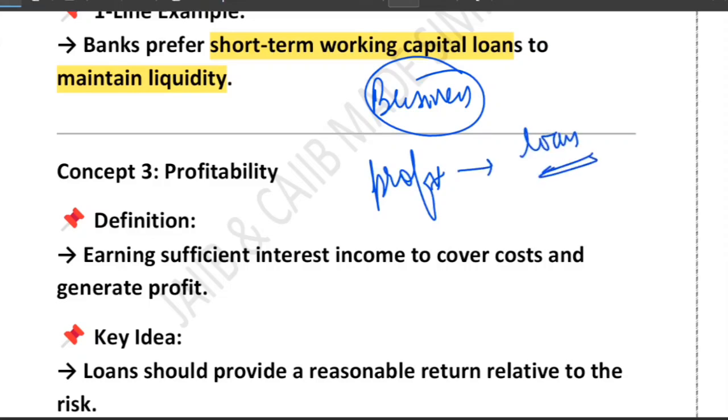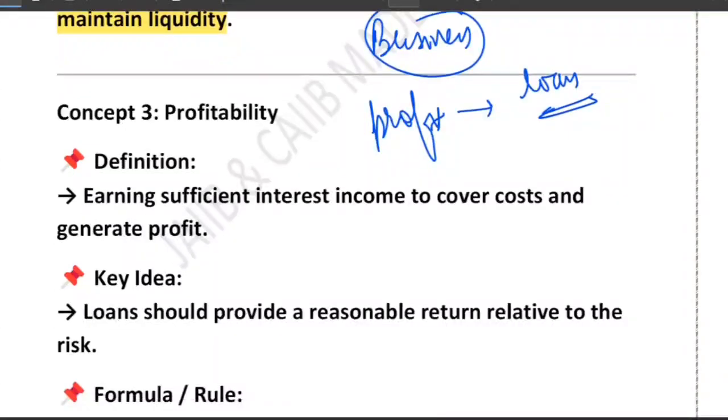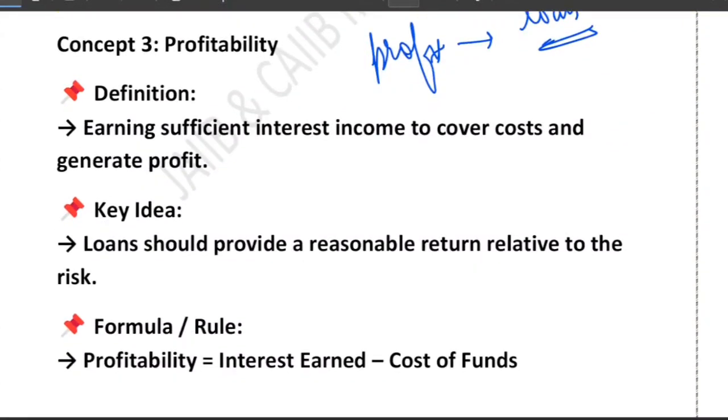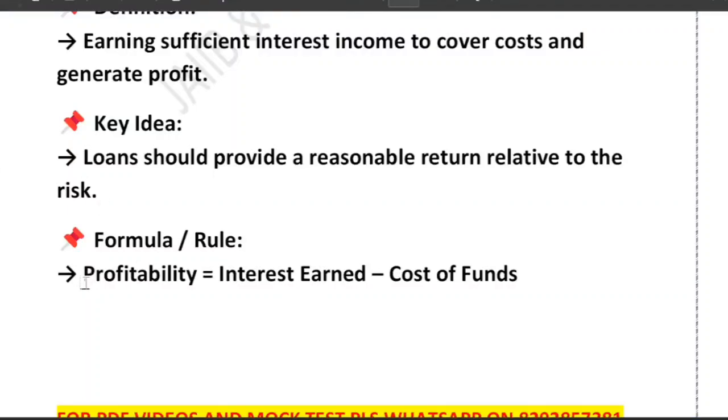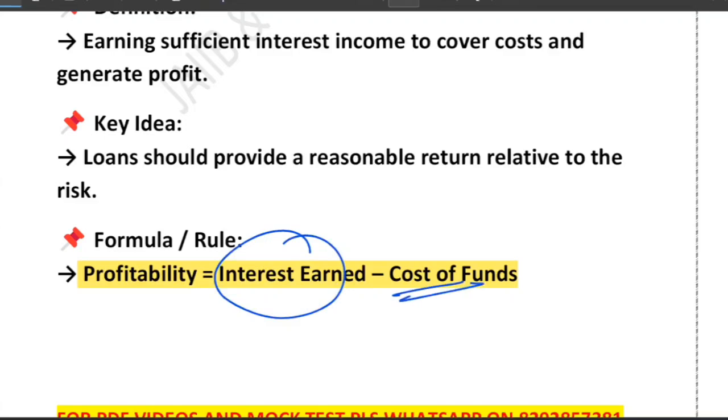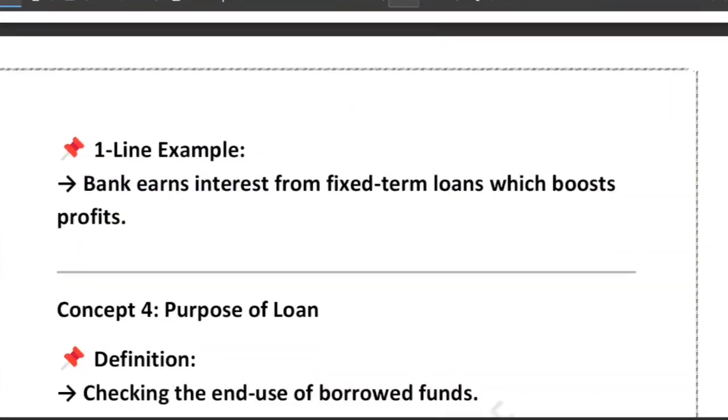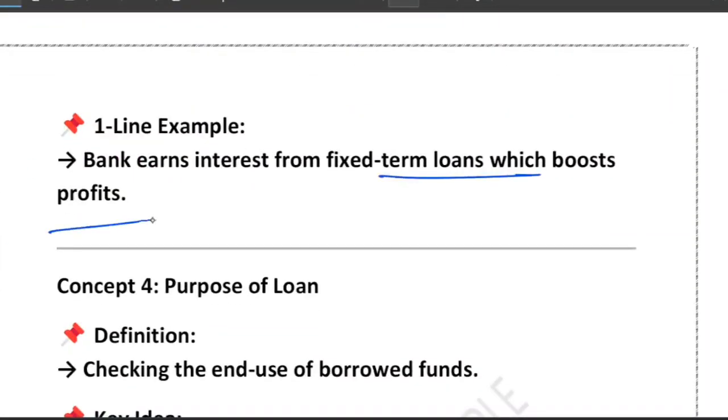So profitability simply means earning enough interest after covering the bank's cost of funds. That is the formula: how much interest you have earned, subtracted by the cost of funds. That is called profitability. Loans should provide a reasonable return relative to the risk. So the bank earns interest from fixed term loans, which boosts the profit.